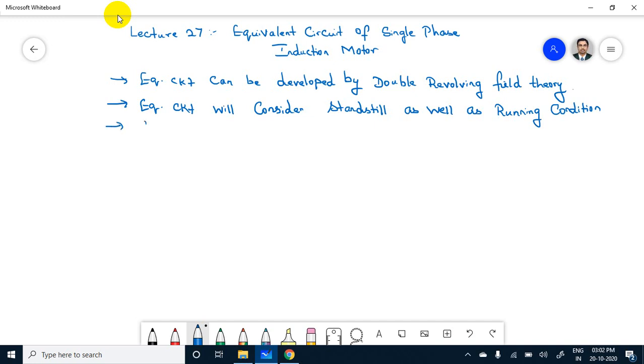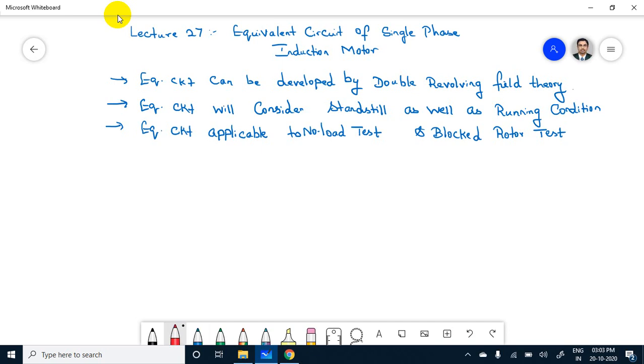Okay. And also the equivalent circuit is applicable to load test, that is no load test and blocked rotor test.